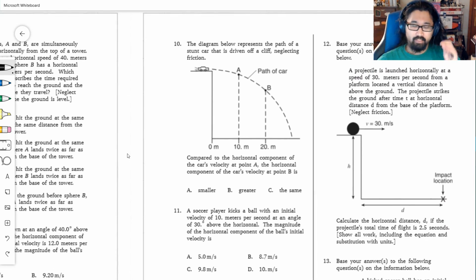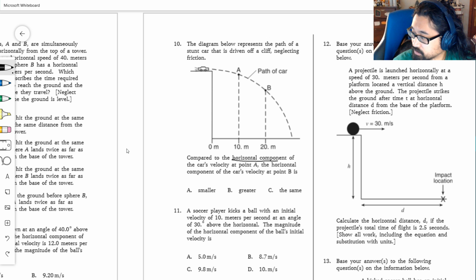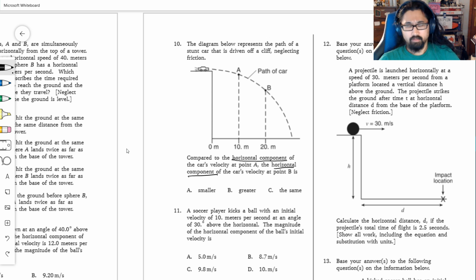Number 10, again, pure physics. We're driving off a cliff, horizontal component. What we said in number 6 and number 8 was that the horizontal component does not change. Boom. Done. We call it a day.